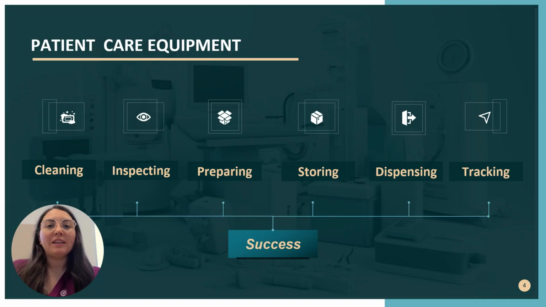Patient care equipment is any portable equipment used to assist in the care and treatment of patients. Every healthcare facility should have specific policies and procedures developed for cleaning, preparing, and tracking. Equipment that is not properly cleaned, inspected, prepared, and stored poses an infection risk to both patients and healthcare workers. Improper storage of equipment may lead to disruptions in the dispensing of the equipment. Equipment that is not properly tracked may become lost within the system, causing delays in treatment or unnecessary purchasing.